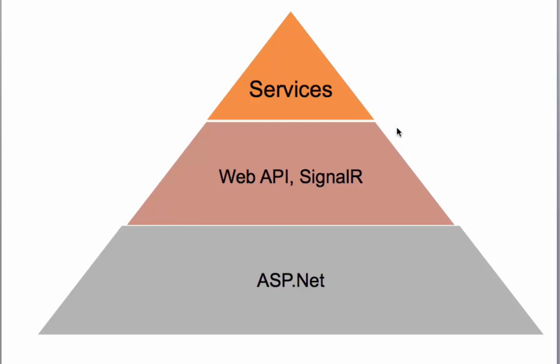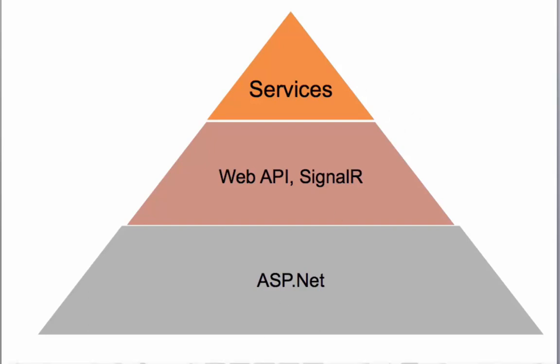SignalR, on the other hand, is a new library for ASP.NET developers that makes developing real-time web functionality easy. SignalR allows bi-directional communication between server and client. Servers can now push content to connected clients instantly and as it becomes available.